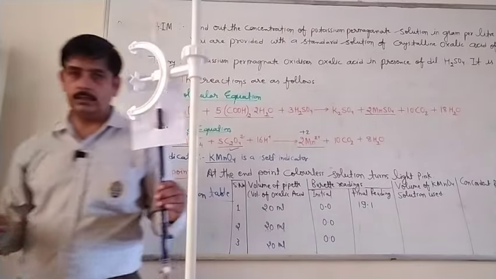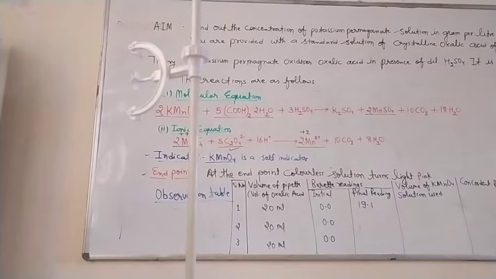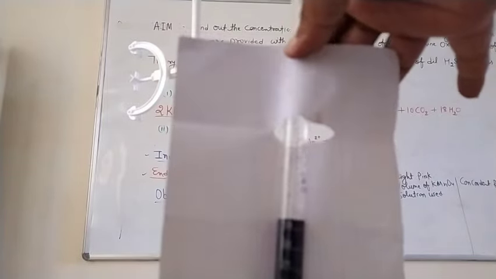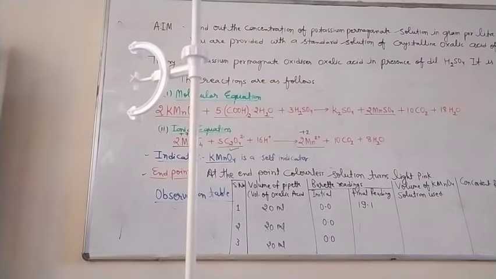Okay, let me take it close to you. Now you can see easily the reading in it, because we have used the anti-parallax paper, and through it you can easily read what reading we have in KMnO4. Okay, so we have 19.1. This is the final reading.